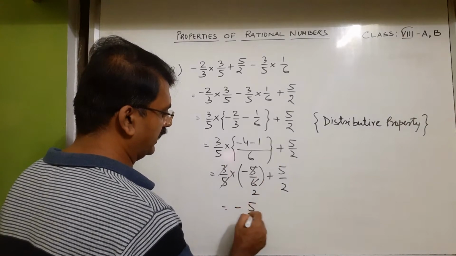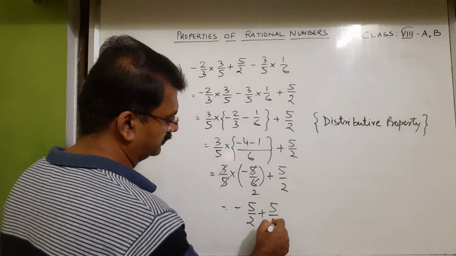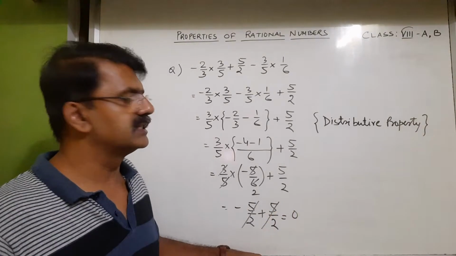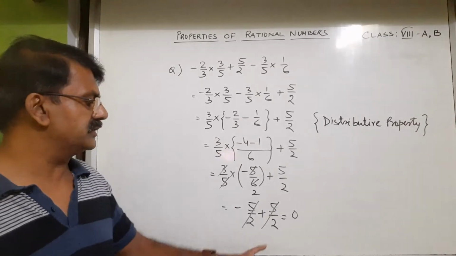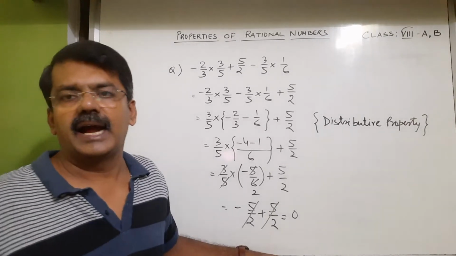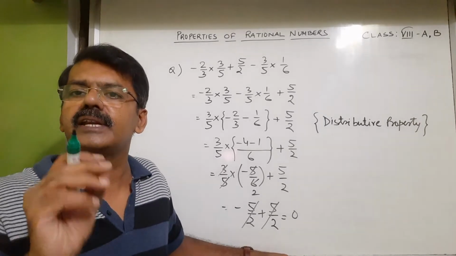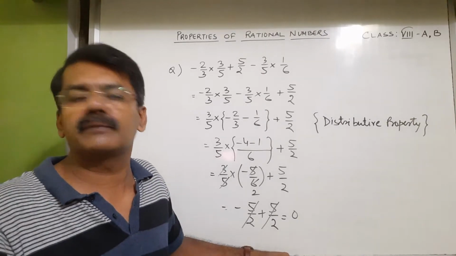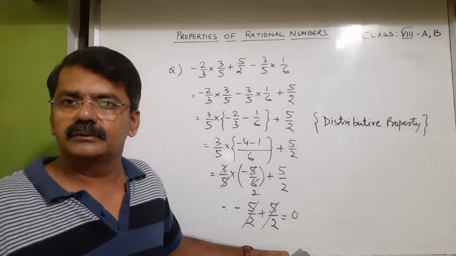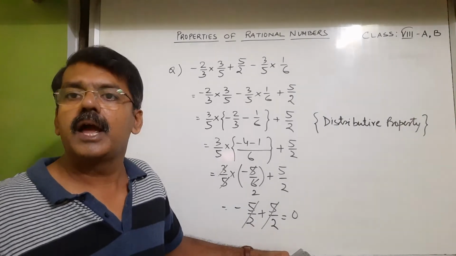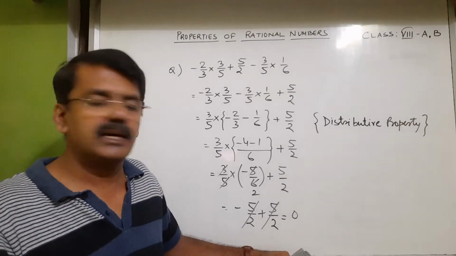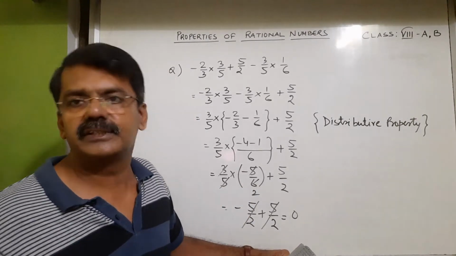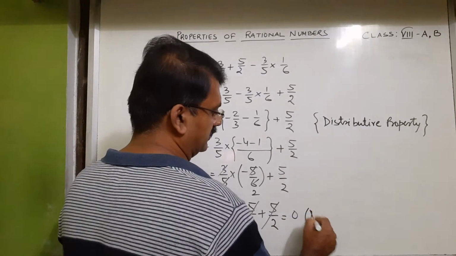So minus 5 by 2 plus 5 by 2. When we cancel it, the answer is 0. Because 5 by 2 is a number and minus 5 by 2, whenever you put the negative sign to any number, you get the additive inverse of that number. So 5 by 2 is a rational number, minus 5 by 2 is its additive inverse. So when we are adding them, the result will be the identity element for addition, which is 0. So this is your answer.